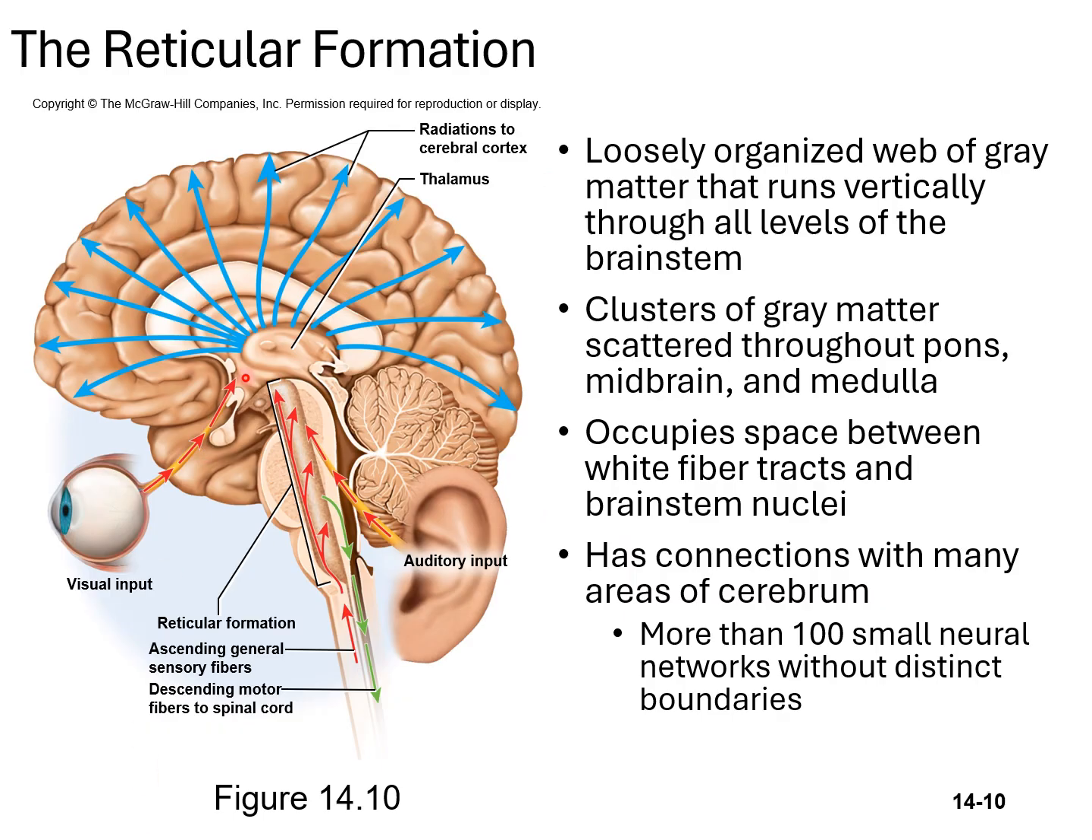This is the reticular formation, and if you see the reticular formation, you just see a bunch of arrows. So it's a loosely organized web of gray matter that runs vertically through all levels of the brainstem. Clusters of gray matter scatter throughout the pons, midbrain, and medulla, occupy space between white matter fiber tracts in the brainstem, and have connections with many areas of the cerebrum. Pretty much the reticular formation just allows the different areas of the brain to talk to each other.